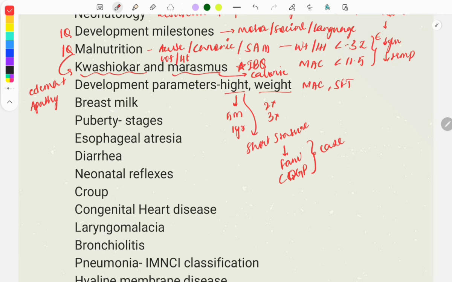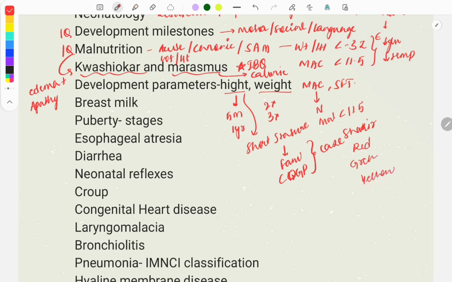And the other parameters like the mid-arm circumference, there are also certain values like normal, then malnutrition, suggesting malnutrition that is less than 11.5. That is based on this tape, the Shakir tape, it is classified into red, green and yellow.